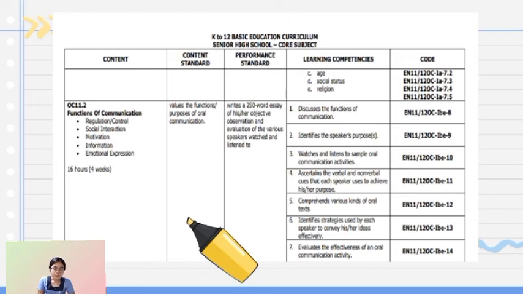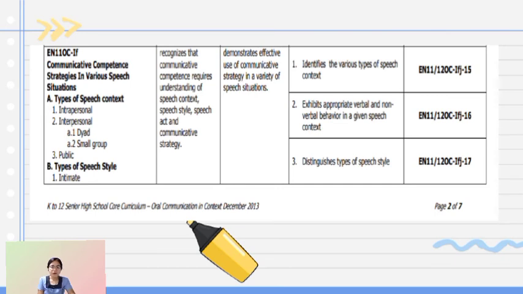Number 4 is ascertains the verbal and nonverbal cues that each speaker uses to achieve his or her purpose. And next, we have comprehends various kinds of oral text. We also have identifies strategies used by each speaker to convey his or her ideas effectively. And we have number 7, evaluates the effectiveness of an oral communication activity.